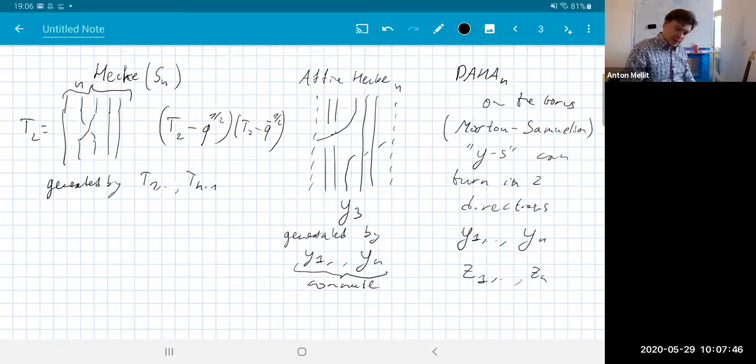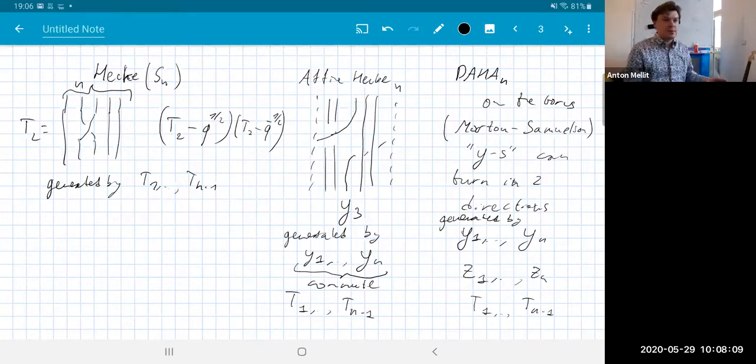So they're generated by y's, by z's, and again by, sorry, I forgot to put again t's in the case of the affine Hecke algebra. And for the double affine, you have t1. So you have two copies of the polynomials and one copy of braid.